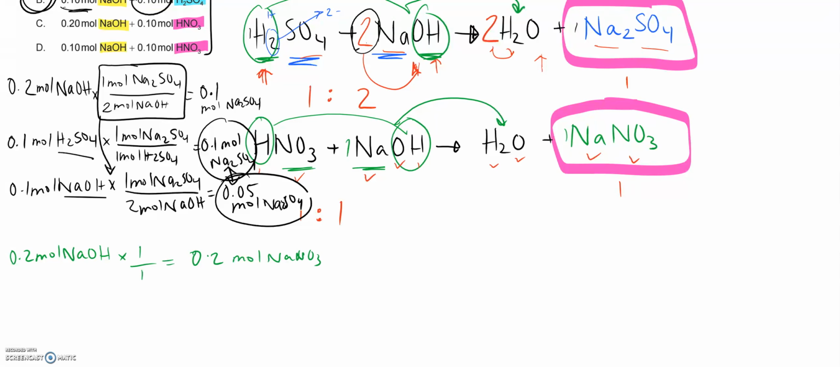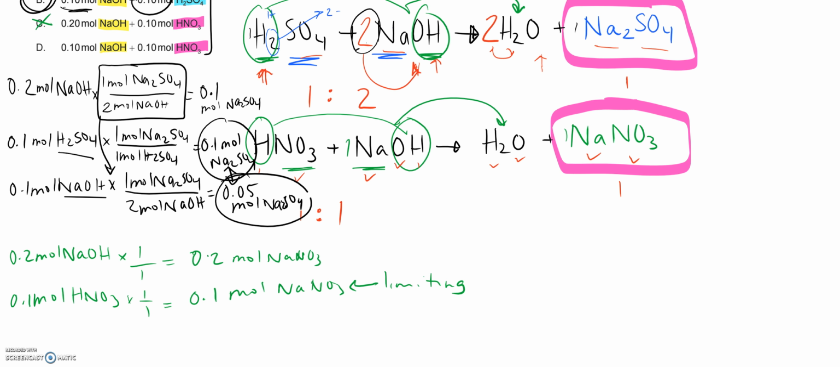And then our other one is 0.1 moles of HNO3. The HNO3 is again a 1-to-1. We have 0.1 moles of NaNO3 that we could get out with the nitric acid, and so this one is limiting, which means that C is not the correct answer.